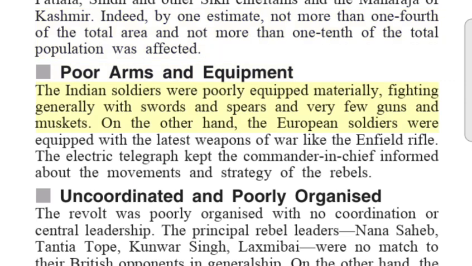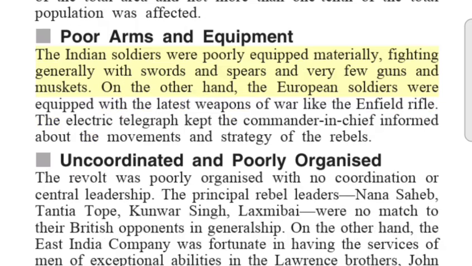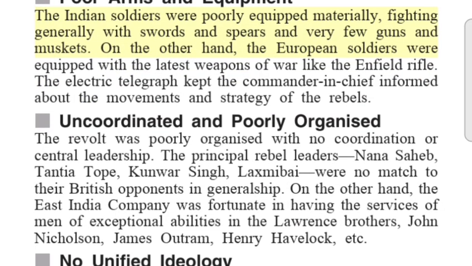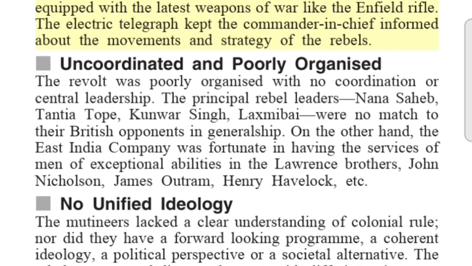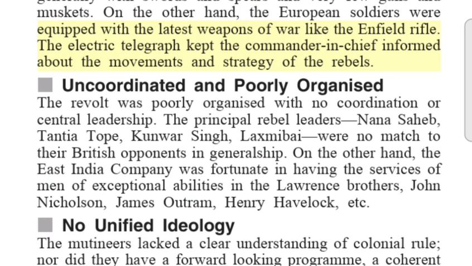Poor arms and equipment. The Indian soldiers were poorly equipped materially, fighting generally with swords and spears and very few guns and muskets. On the other hand, the European soldiers were equipped with the latest weapons of war like the Enfield rifle. The electric telegraph kept the commander-in-chief informed about the movements and strategy of the rebels.